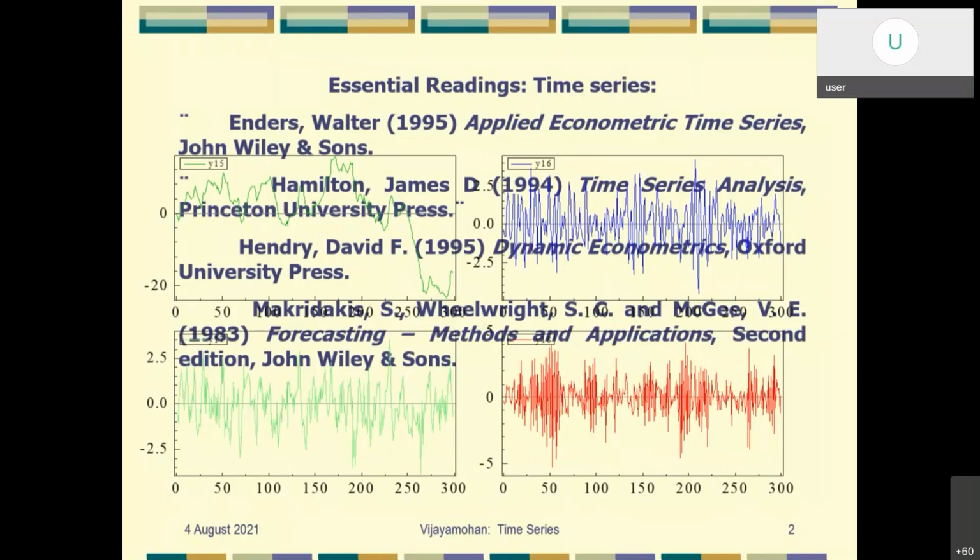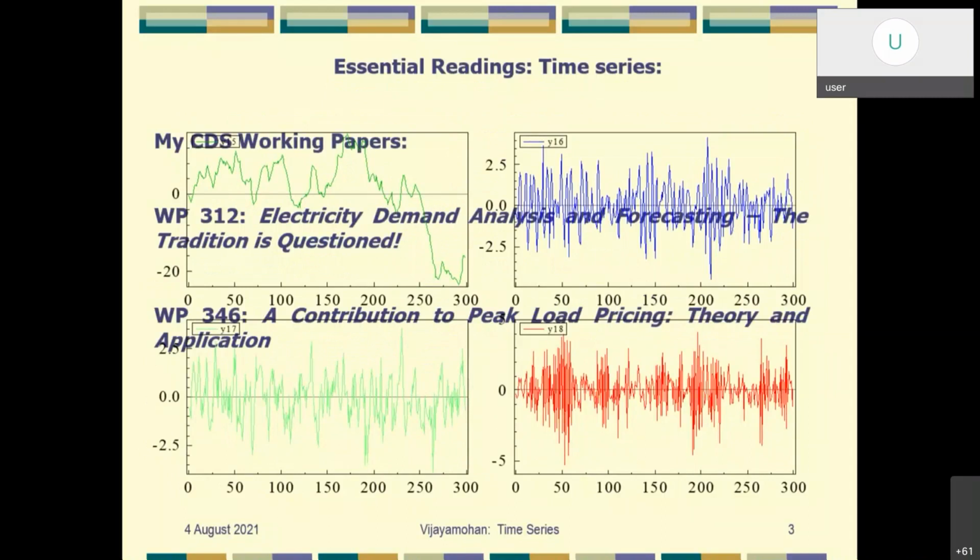Now I have two working papers, serious working papers. One I already told you about, the tradition is questioned. Then there is another one, a contribution to peak load pricing. In both the papers, I am dealing with certain time series concepts.